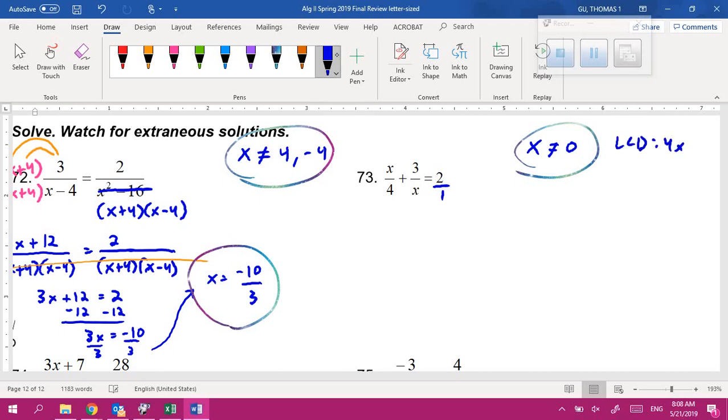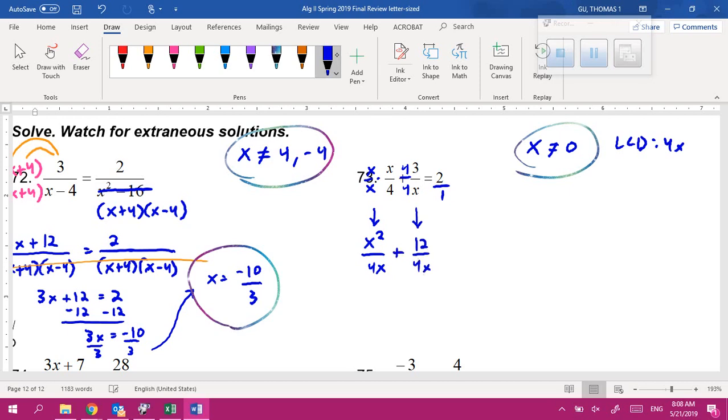So what do I need to multiply this first fraction by to get 4x on the denominator? X over x. So let's just go ahead and write in my new fraction. If I multiply by x over x, what is my new fraction? X squared over 4x. Right. Okay, now the second fraction, 3 over x. What should I multiply this by to get 4x on the denominator? 4 over 4. And so when I multiply by 4 over 4, what's my new fraction here? 12 over 4x.